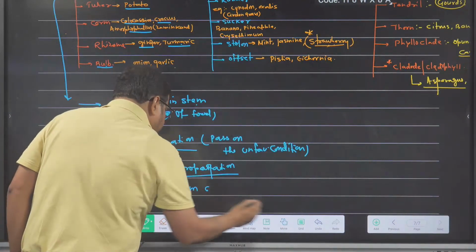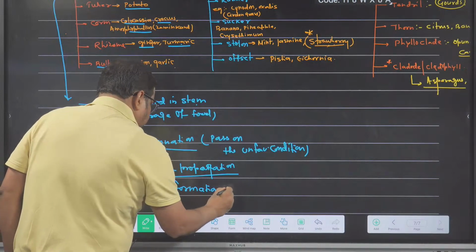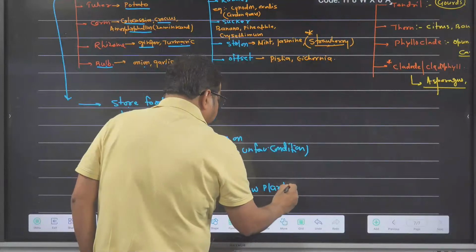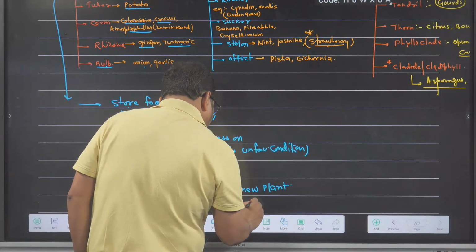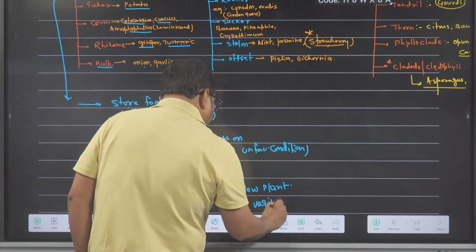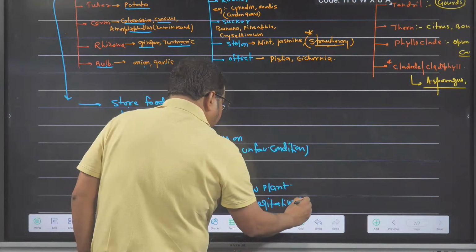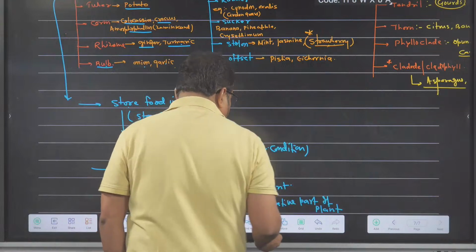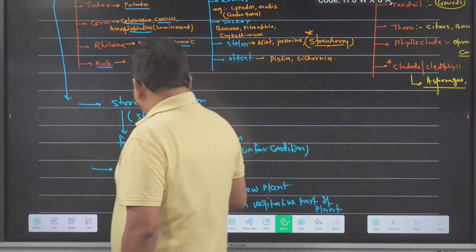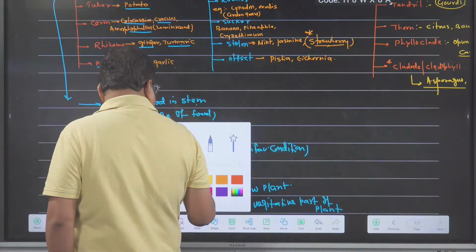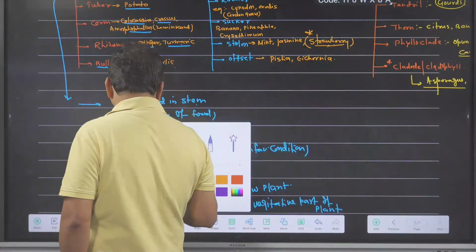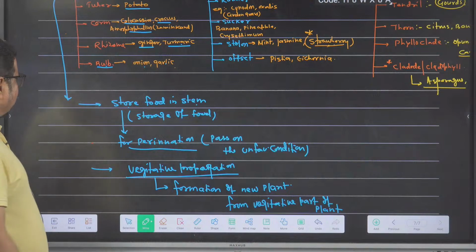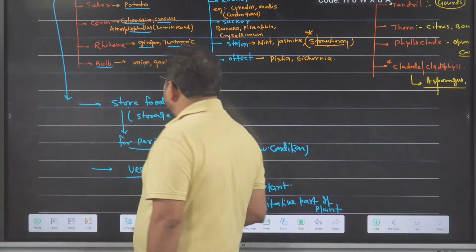I am giving you the example of it. So what I told, what is the purpose of underground modification? Why is a stem growing underground? What is the reason behind it?